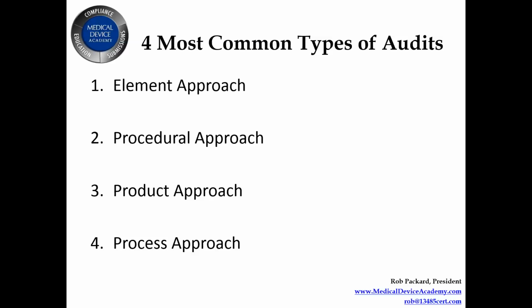There are four basic types of audits that companies do. One is the element approach, one's the procedural approach, product approach, and process approach. The only one that's actually specifically spelled out in ISO 13485 is the process approach. It's in clause 0.2. But a lot of companies don't even know what that really is. They think that because they're auditing a process, they must be using the process approach. But when you actually learn what the process approach is, you'll discover that's not quite the case. It's much more likely that they're following the element approach or the procedural approach.